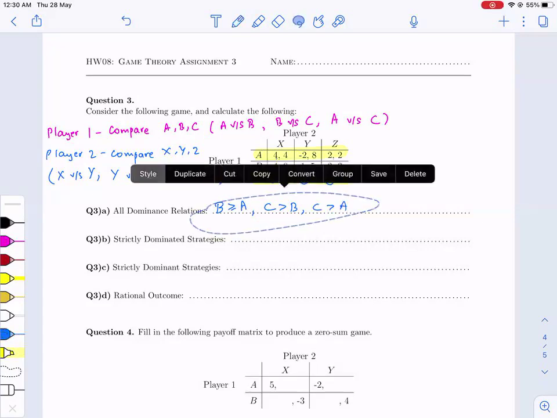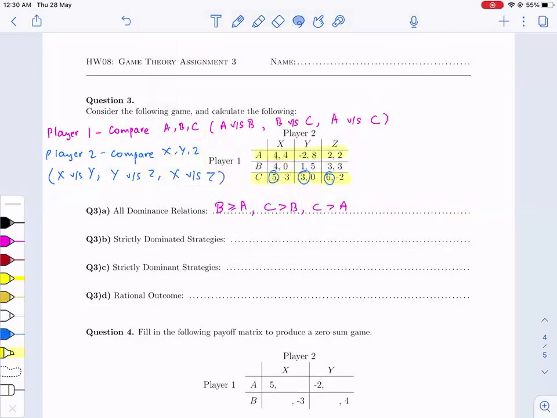And I needed to have this in pink. Sorry. Now let's compare strategies for player 2. So let's compare X versus Y. So you look at the columns for X and Y. Now this time you're looking at strategies for player two.